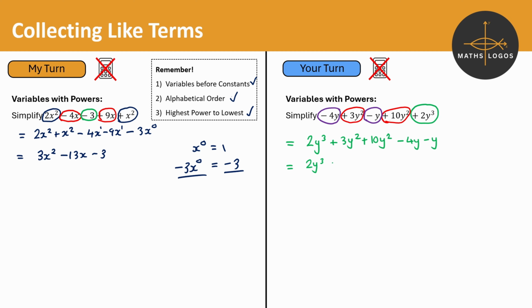Then collect together your y squareds. So 3y squared and 10y squared is 13y squared. And then deal with your y's on the end. Negative 4y subtract y is negative 5y. That should be your final answer.